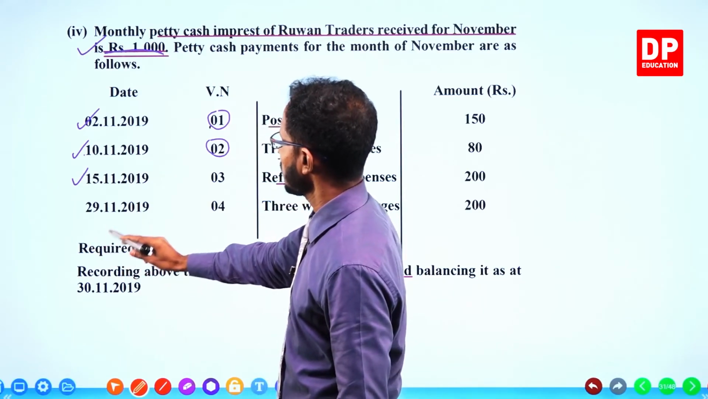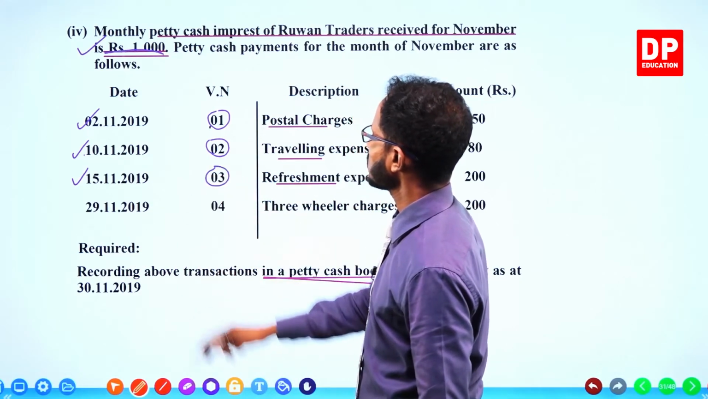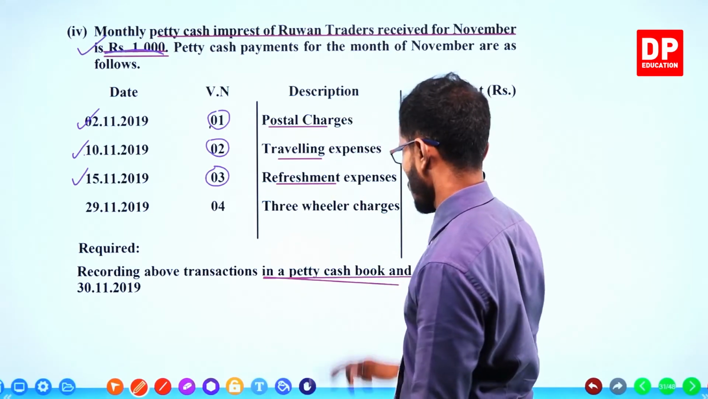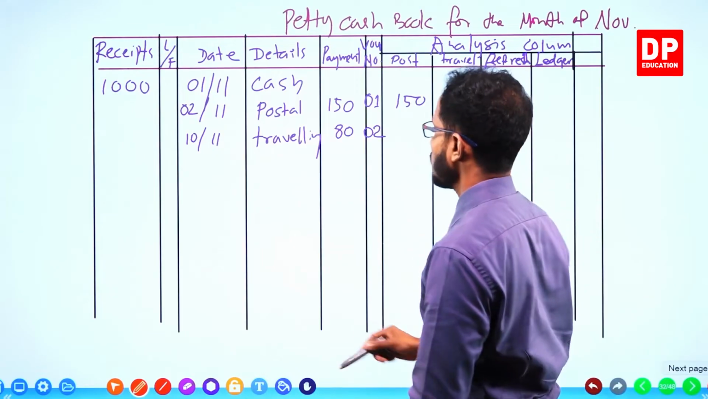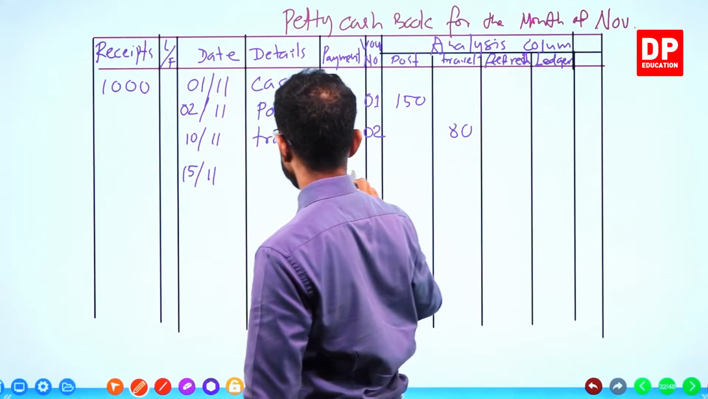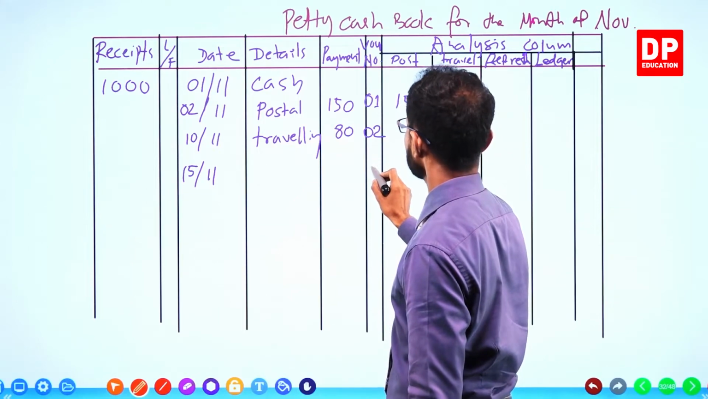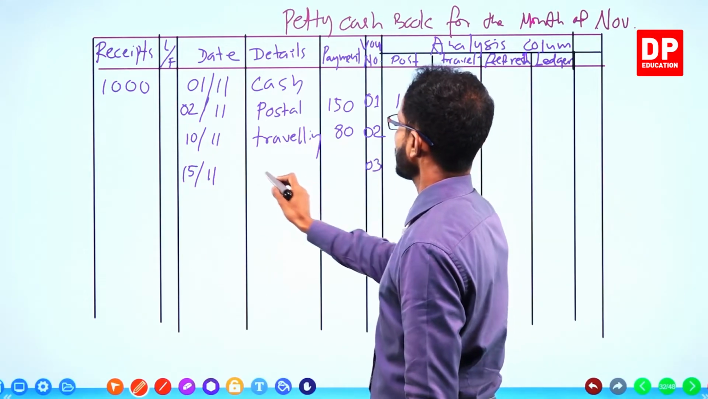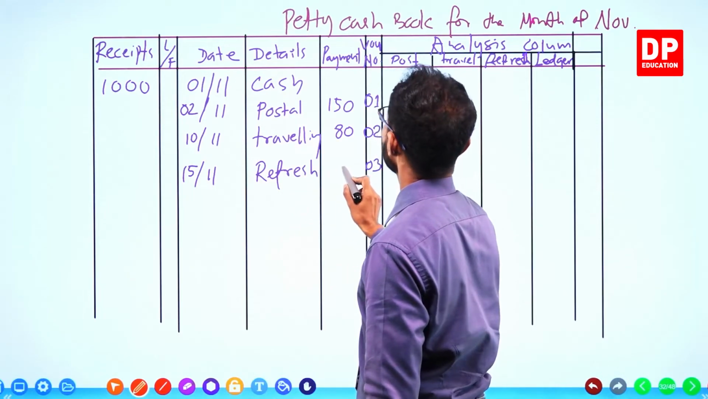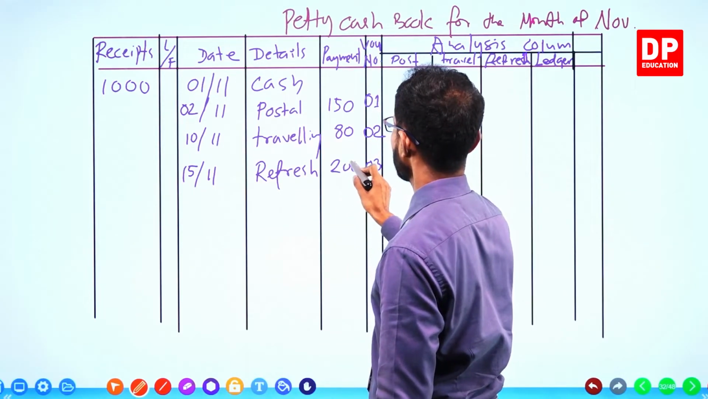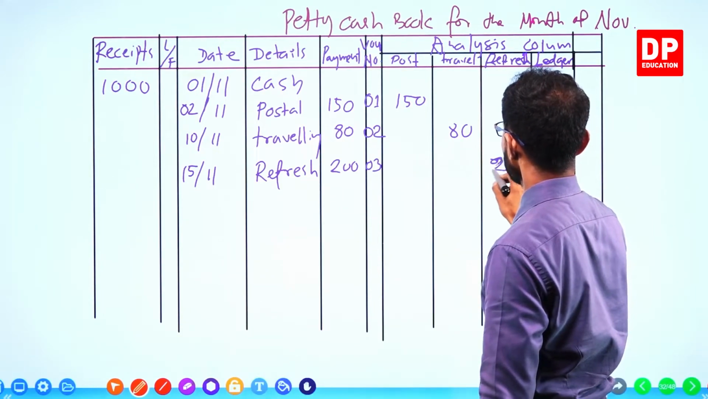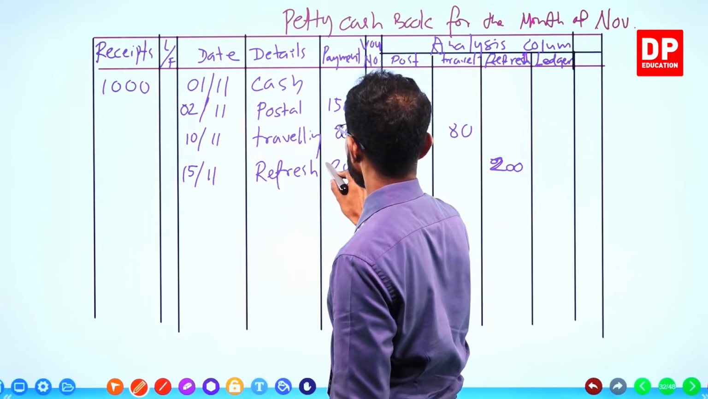15th, voucher number 3, refreshments 200. Then put it to the relevant analysis column.